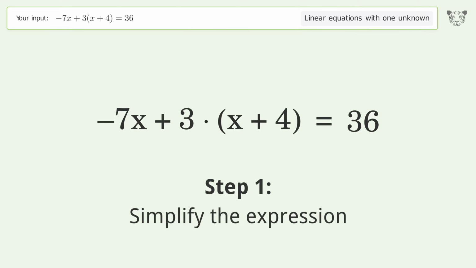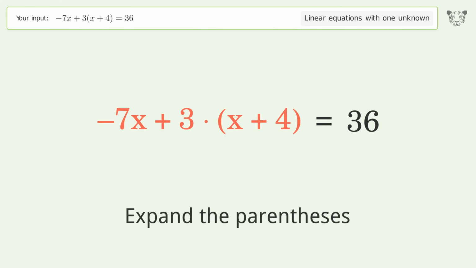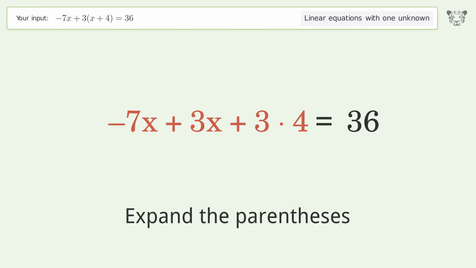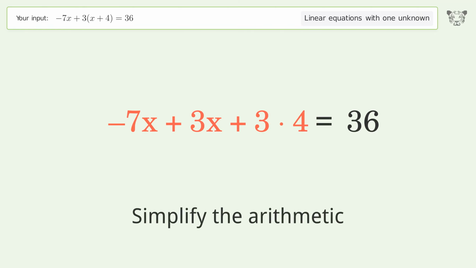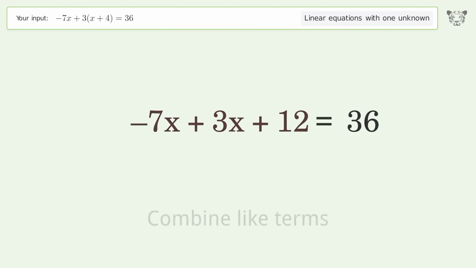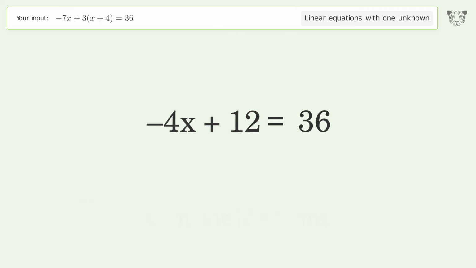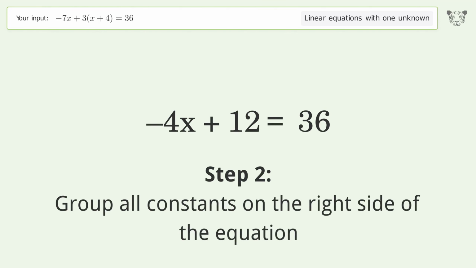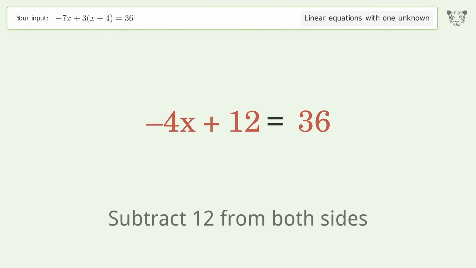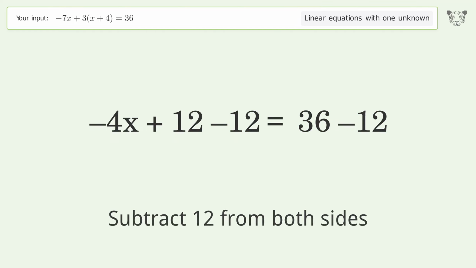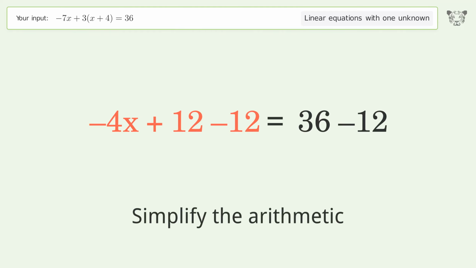Simplify the expression. Expand the parentheses. Simplify the arithmetic. Combine like terms. Group all constants on the right side of the equation. Subtract 12 from both sides. Simplify the arithmetic.